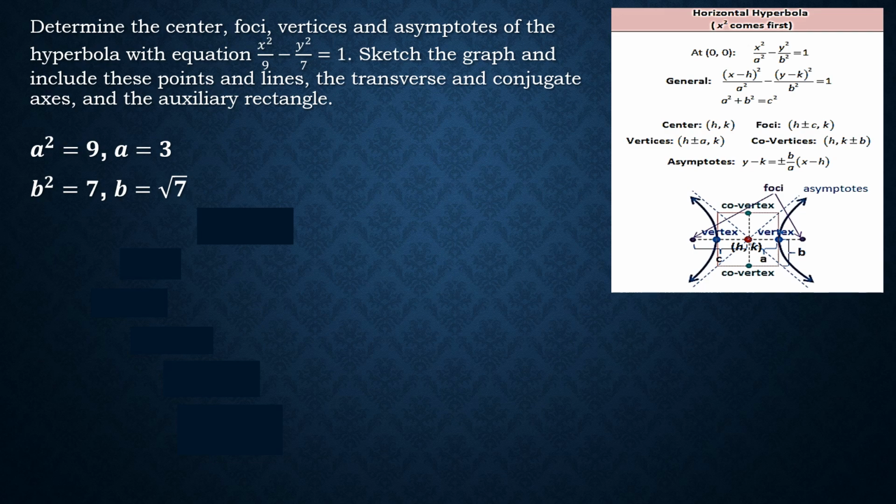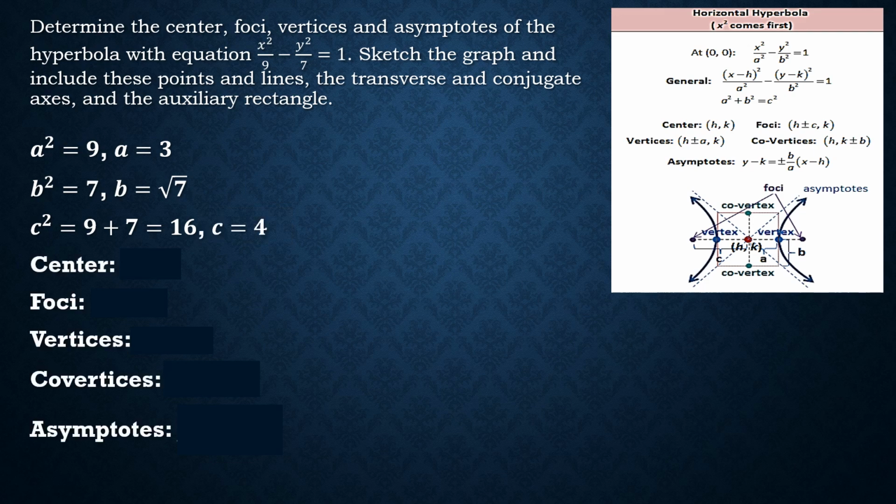Now, let's find the value of c. Using the formula, c squared is equal to a squared plus b squared. Therefore, we have 9 plus 7, so that's equal to 16. So, c is equal to 4. Now, we have the values of a, b, and c. We can now have the coordinates of the center, foci, vertices, co-vertices, and the asymptotes.